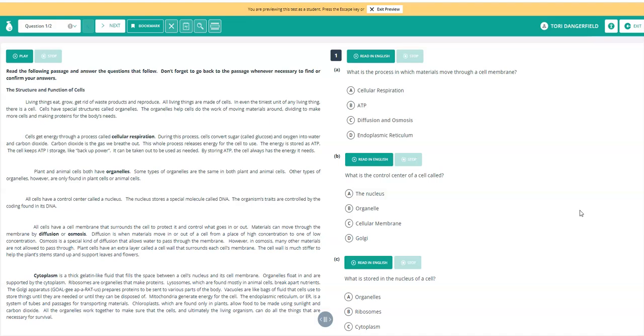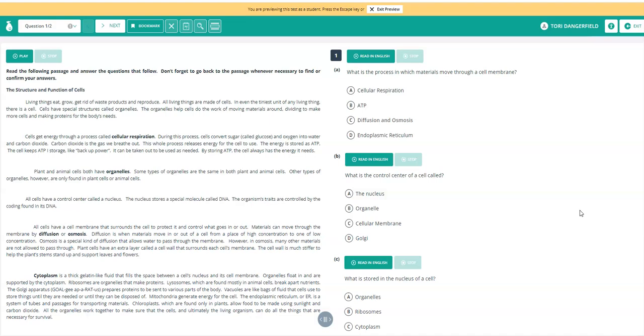Plant and animal cells both have organelles. Some types of organelles are the same in both plant and animal cells. Other types of organelles, however, are only found in plant cells or animal cells. All cells have a control center called a nucleus. The nucleus stores a special molecule called DNA. The organism's traits are controlled by the coding found in its DNA.